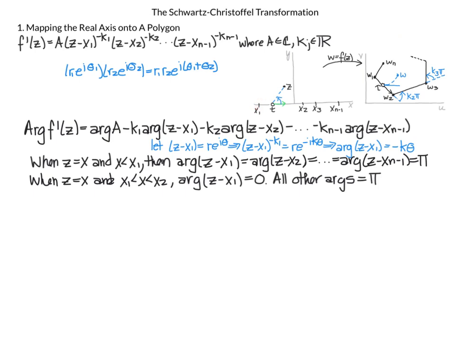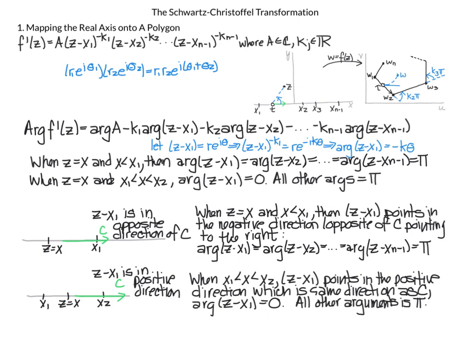So before x1 we'll be at some constant angle. As we hit x1, we're going to have to change our angle, and it changes by minus k1 times pi. I'm sorry, k1 times pi, there's no minus. As we hit x2, our angle now changes by k2 times pi. And this continues until we get our polygon.